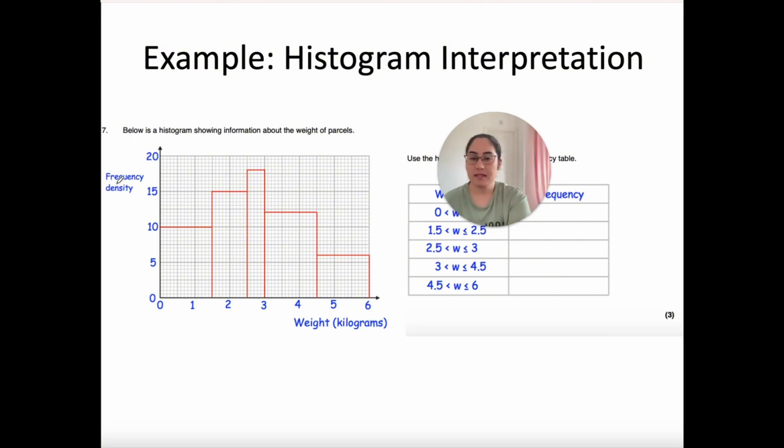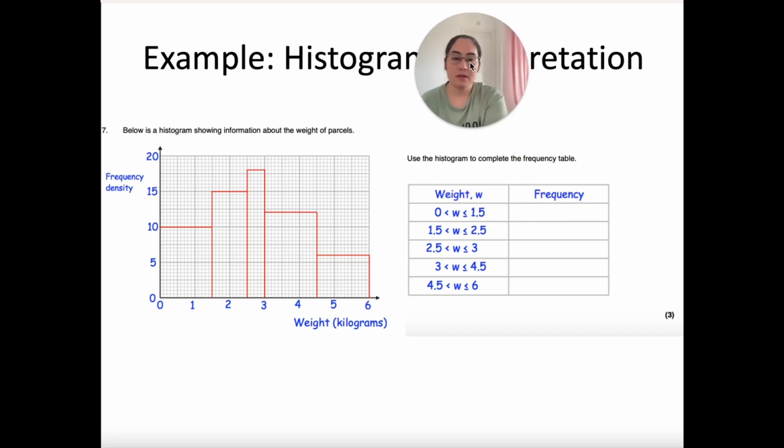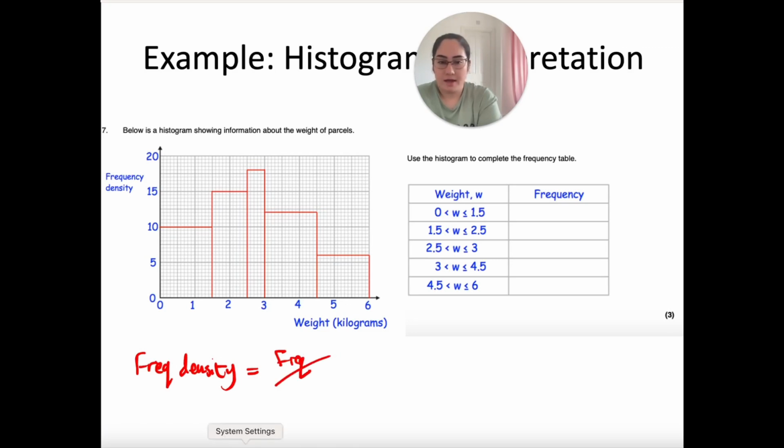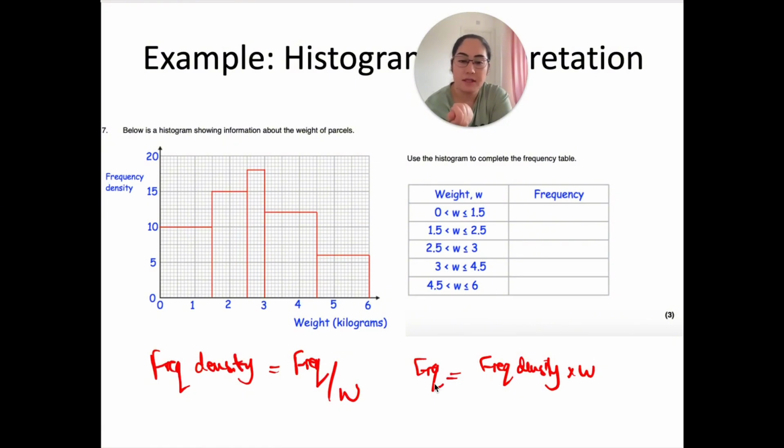Histogram. Below is a histogram showing information about the weight of parcels. We've got the frequency density and the weight. It says use the histogram to complete the frequency table. Now, frequency density is found by dividing the frequency by the category width, whatever category you're given.